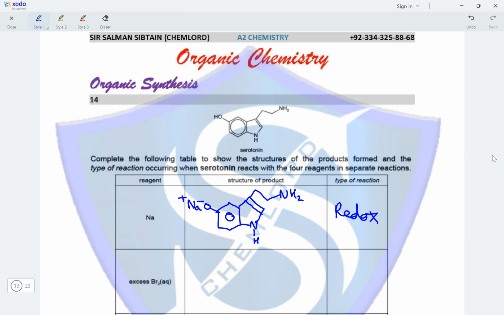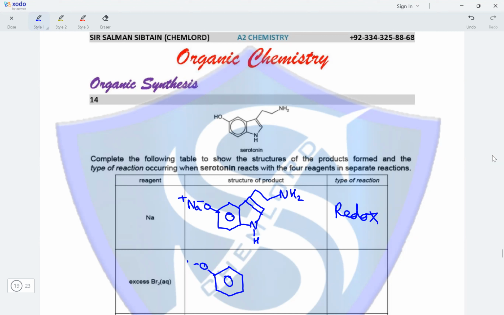Next, with excess Br2 aqueous, we would have electrophilic substitution taking place on the phenol part of serotonin, that is the one with the OH group attached to it.